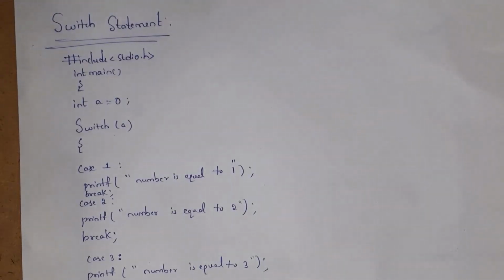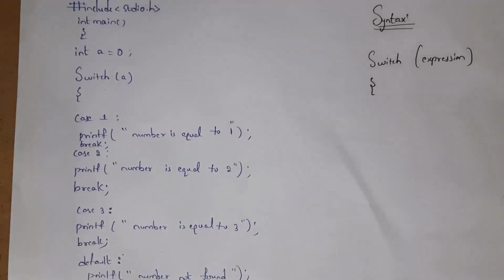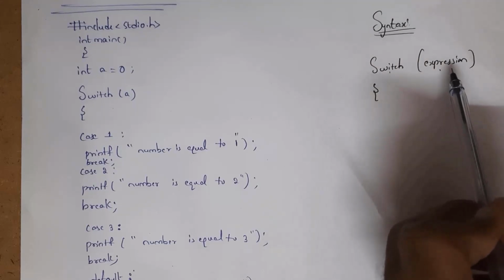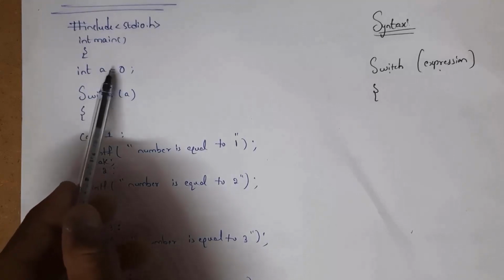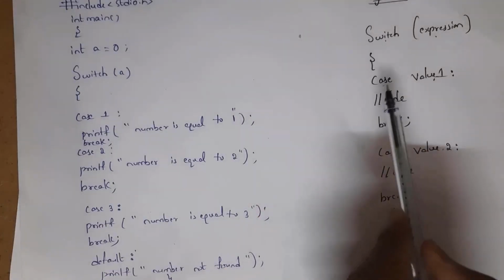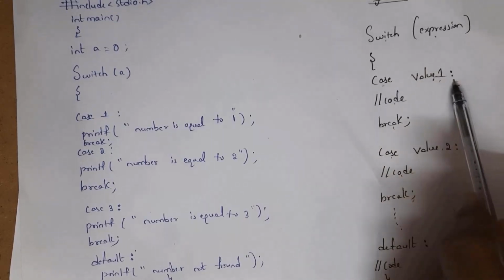This switch statement is the same as else if statement. It is an alternative to else if statement. This is the syntax of switch statement. Here at first you need to write switch and inside brackets you need to write an expression. Expression is nothing but a variable name. For example, here I took int a equal to 0, so here you need to give variable name a. After that you need to give case and a value, and here you need to use a colon, not a semicolon.